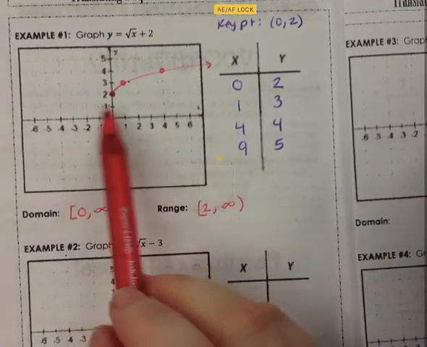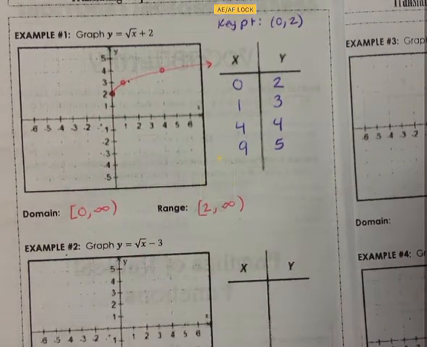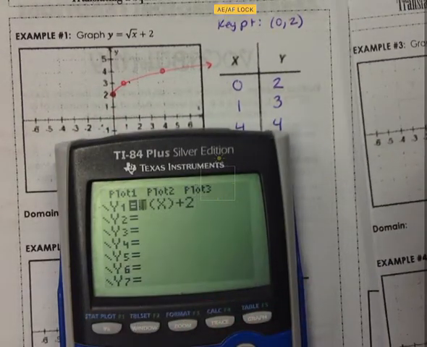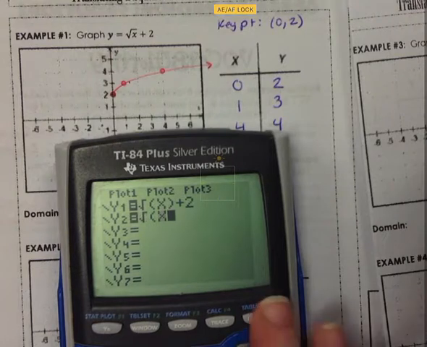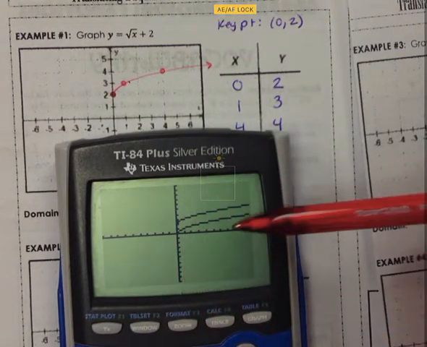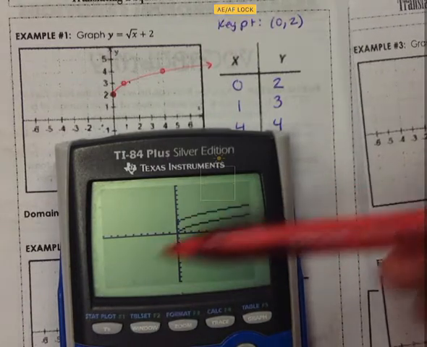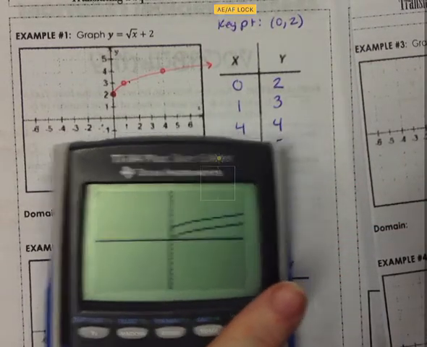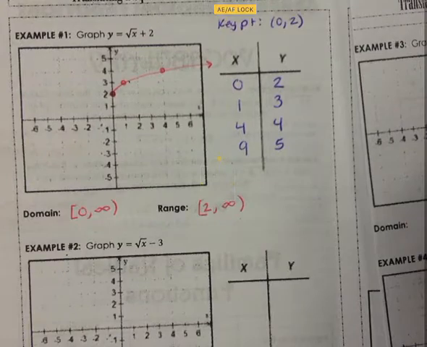And as you can see, if I were to graph just the parent function of y equals the square root of x, there is the one that we just did. Here's the original. All this is just translating this up 2 spaces. All the coordinates are being moved up 2 spaces, and that's all it is.